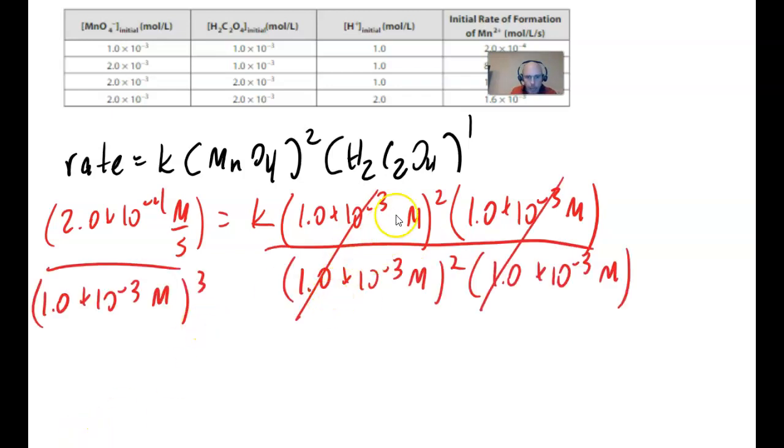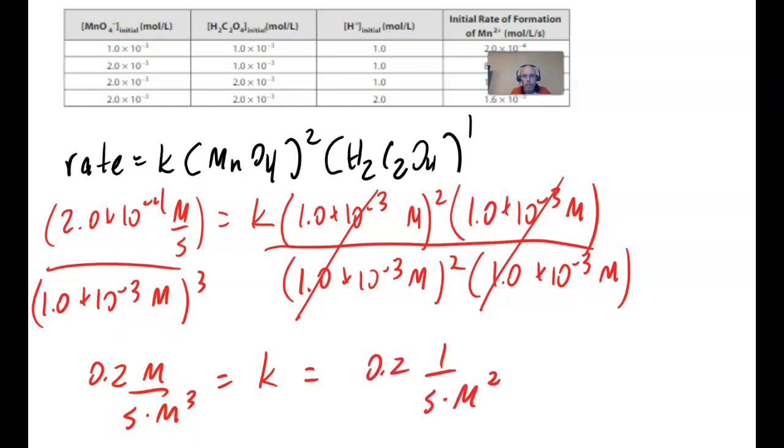To isolate K, I've divided both sides by 1.0 times 10 to the 3 molarity squared and 1.0 times 10 to the 3 molarity, which, because those values are the same, is 1.0 times 10 to the minus 3 molarity cubed. And the value we get is 0.2, but the unit, which is a little bit tricky, is going to have at first molarity in the numerator and seconds in the denominator, but we're also dividing by molarity cubed. So we've got molarity over seconds times molarity cubed. But if we cancel one of these molarities, we ultimately get for the unit 1 over seconds times molarity squared.